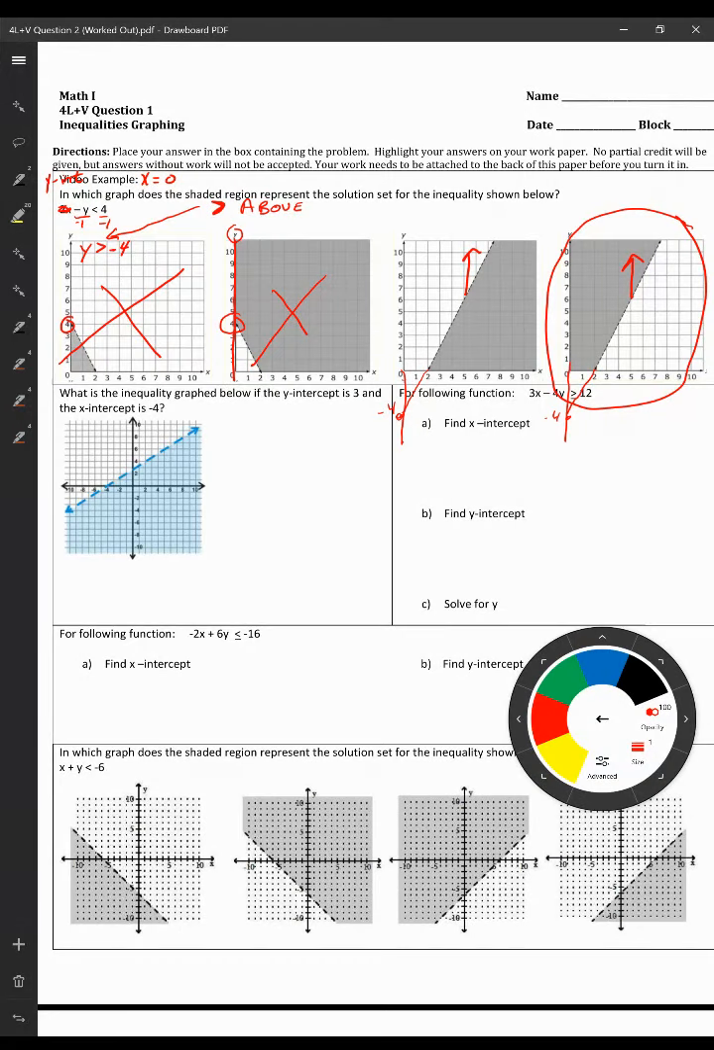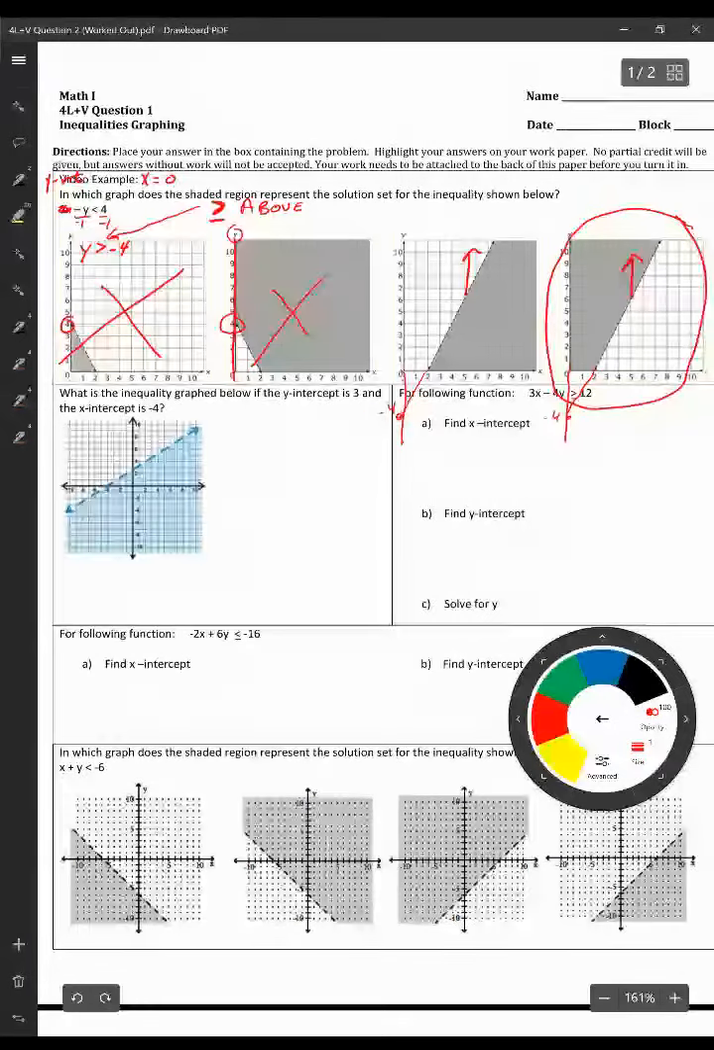Another thing to note, even though we know the answer is D, is that since there's no line underneath it, it's not a greater than or equal to, so it has to be a dashed line, which we have. If there was a line underneath, then that's when we have a solid line.